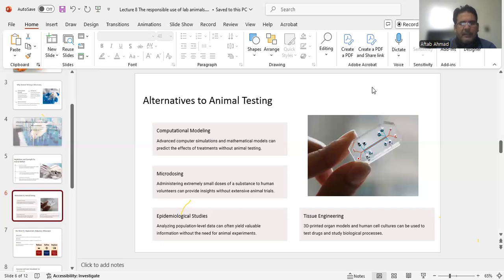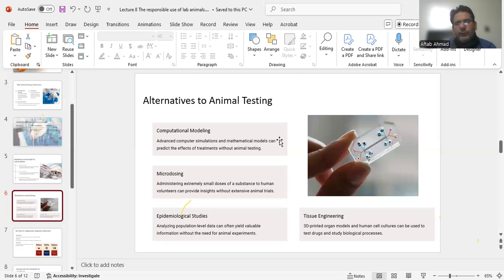Then we can also plan some epidemiological studies, so we can analyze population level data, and that can often yield valuable information without the need for animal experimentation. So we can go for large epidemiological studies, and from that we can also test whether we can proceed to animal testing or not. So this is how we can also save those animals.